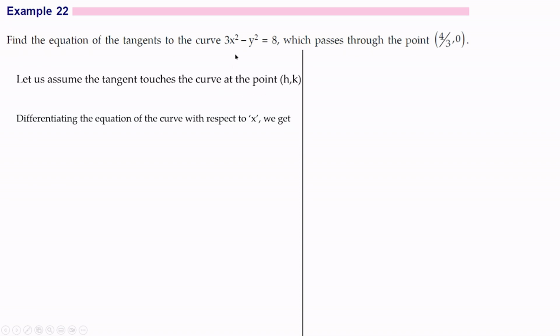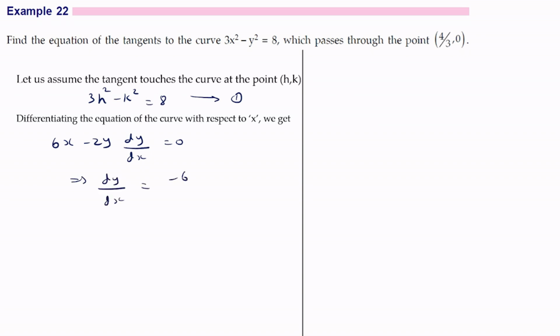So if the tangent touches the curve at the point (h, k), we get 3h² − k² = 8. Let us mark this as equation 1. Now let us differentiate the equation of the curve with respect to x. We get 6x − 2y dy/dx = 0. From this we get dy/dx = −6x/−2y, so it is 3x/y. Now since we assume that the tangent touches the curve at (h, k), dy/dx at (h, k) is equal to 3h/k.